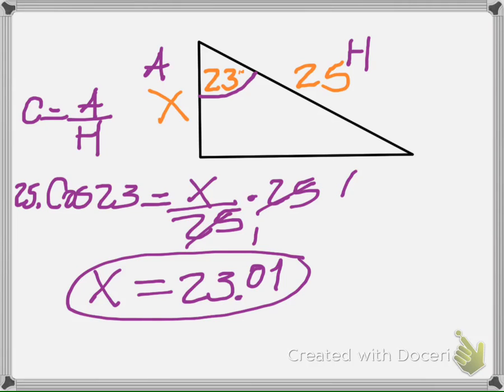So is the answer reasonable? Well, 23.01 is the measurement of the leg. Yes, that's correct because it's less than the hypotenuse. So my answer is correct.